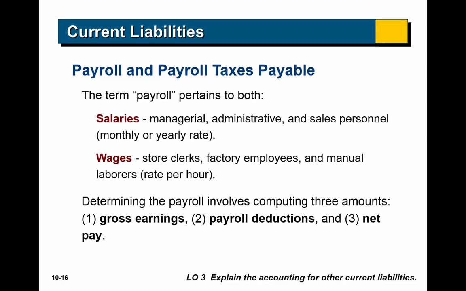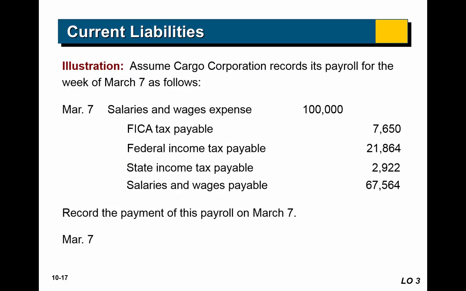You'll see right here, determining the payroll involves computing 3 amounts: gross earnings, that's how much the person has earned, usually their salary or their wage rate times the number of hours they've worked; payroll deductions; and then their net pay. So here's an example.